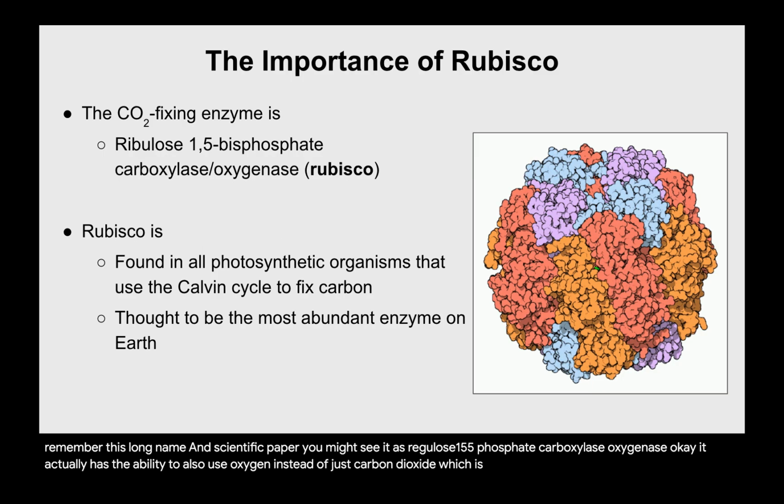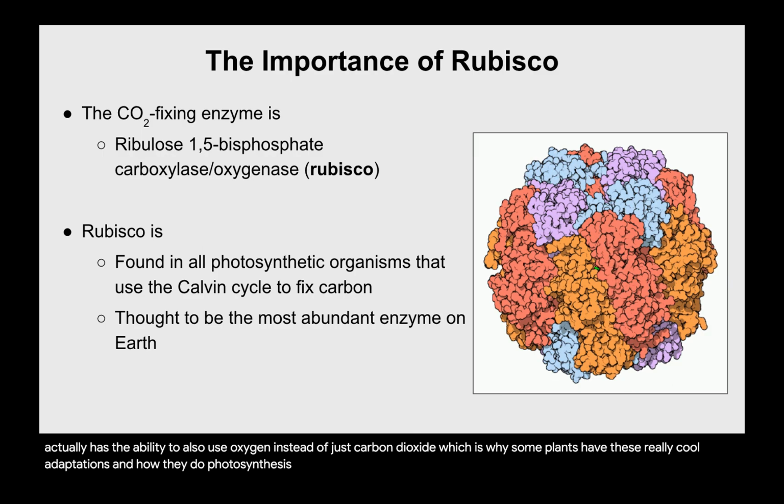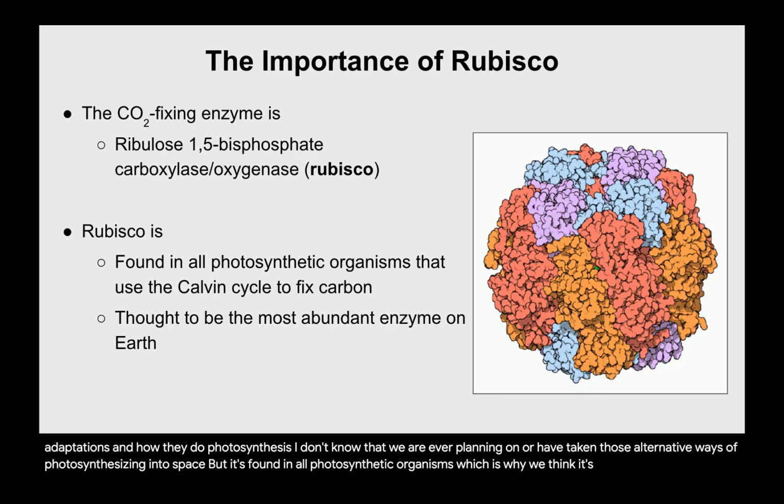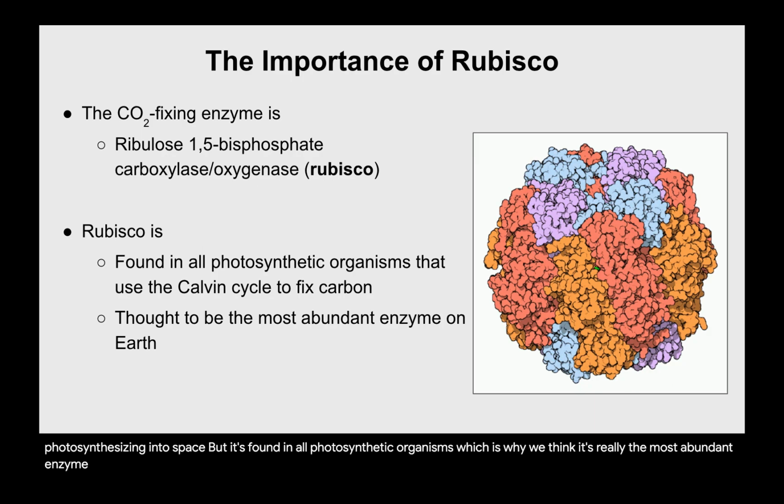Which is why some plants have these really cool adaptations in how they do photosynthesis. I don't know that we are ever planning on or have taken those alternative ways of photosynthesizing into space, so we're not going to talk about those alternative methods. We're sticking to the basics here. But it's found in all photosynthetic organisms, which is why we think it's really the most abundant enzyme on Earth.